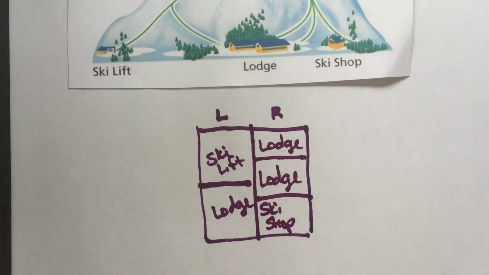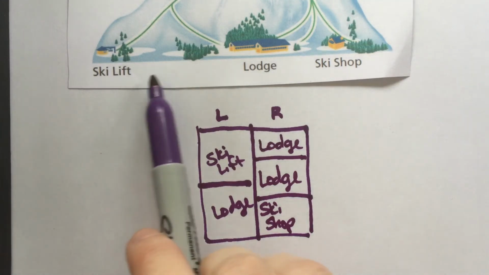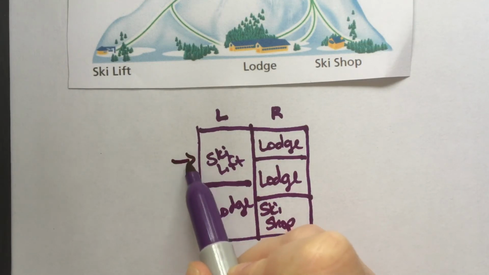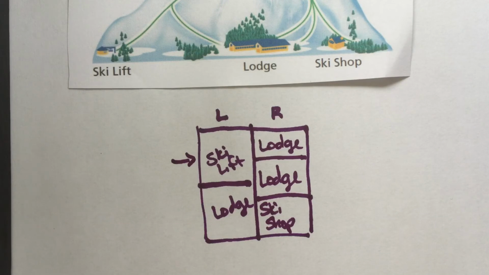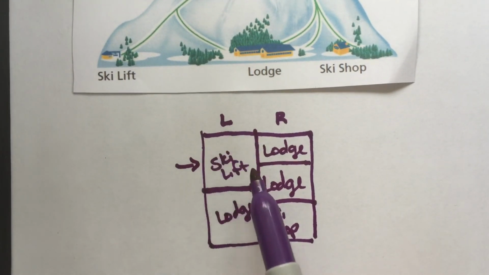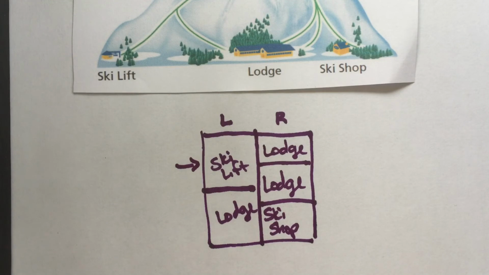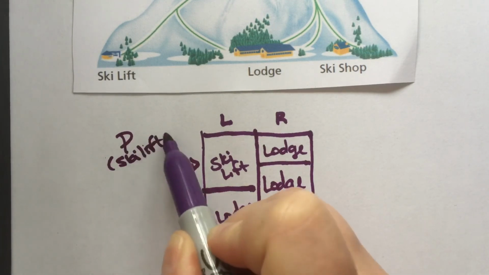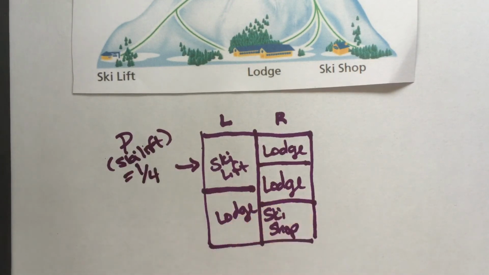So in order to find the probability of ending up at any one of those 3 locations, I would have to find the size of the pieces in my area model and add them up. So for example, the probability that I'm going to end up at the ski lift. Well, if this whole thing has a probability of 1, the size of this piece is 1/4 of my entire area model. So the probability that I end up at the ski lift is equal to 1/4, because it takes up 1/4 of my whole area model.